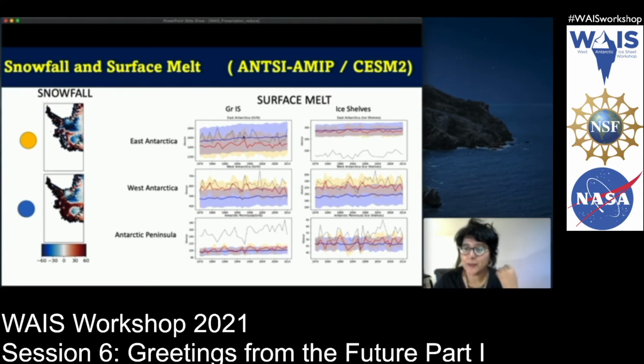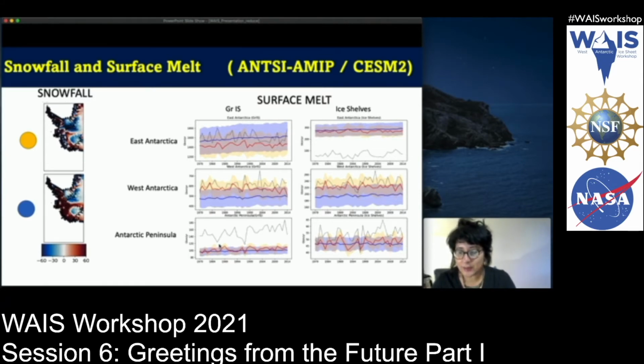Orange is showing AMIP, blue is showing CESM2 LENS, and the black line is ANSI. The shaded bars are 1 standard deviation of the ensemble mean. The major takeaways here: if we're looking at East Antarctica and the grounded ice sheet, we see a greater amount of surface melt, but it's within the boundaries. In ice shelves, it's substantially lower. In West Antarctica, it's higher, in both the grounded ice sheet and ice shelves, but again within 1 standard deviation of the ensemble mean for the similarly forced AMIP.